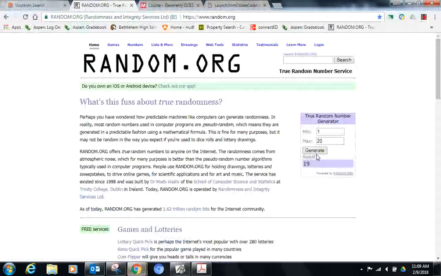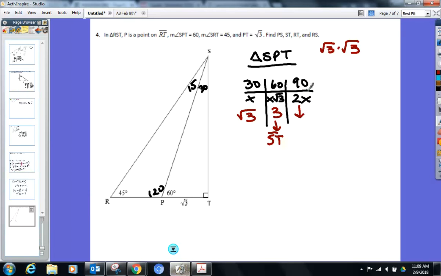Let's keep going with our rules. What do I have to do with the side across from 90? Multiply radical 3 by 2, so 2 radical 3. Name that side, everybody. Name that side that's across from the 90 in triangle SPT.